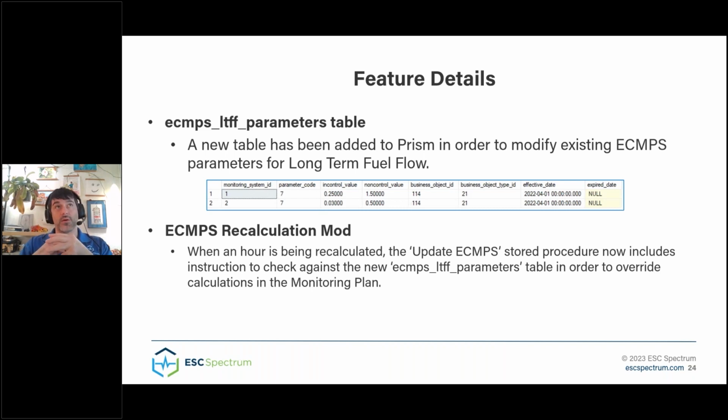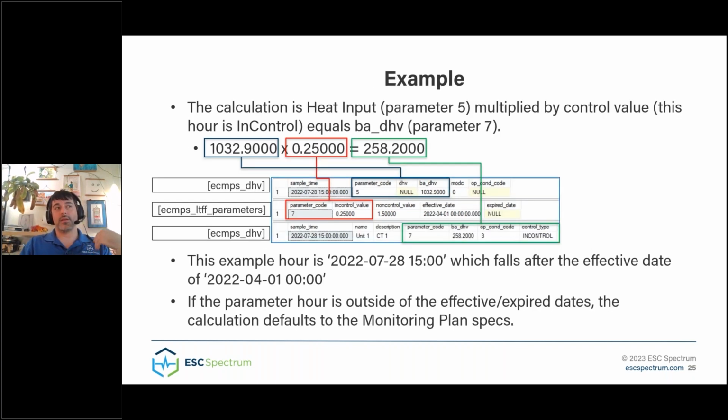the qualified parameters of interest, and in this case, the parameter code 7, which is NOx rate, and you can assign an in-control value and a non-control value. And then when the ECMPS engine runs, it can go ahead and do these substitutions based on the in-control status and out-of-control status.